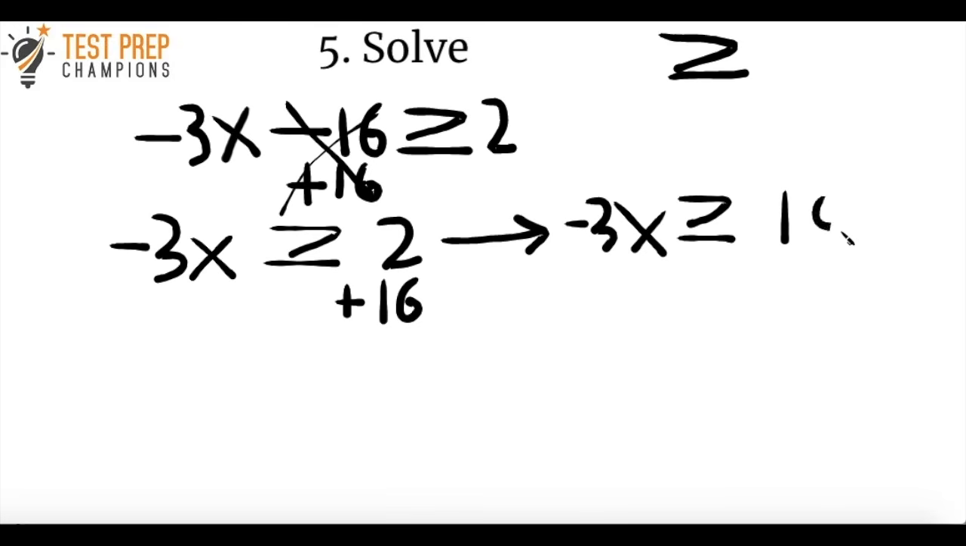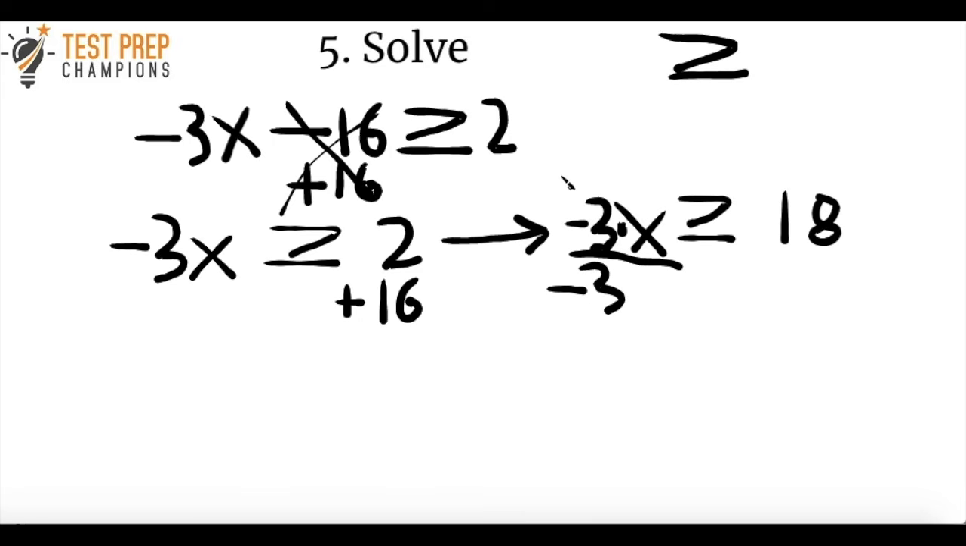So we now have negative 3x here. So you can think of this as negative 3 times x, but we would just say negative 3x. But what this really is, is multiplication, so that's why I put this dot here. So we have negative 3 times x. So how do we undo multiplication? Well, we do the opposite operation. So the opposite operation of multiplication is division. So we're going to divide by negative 3.